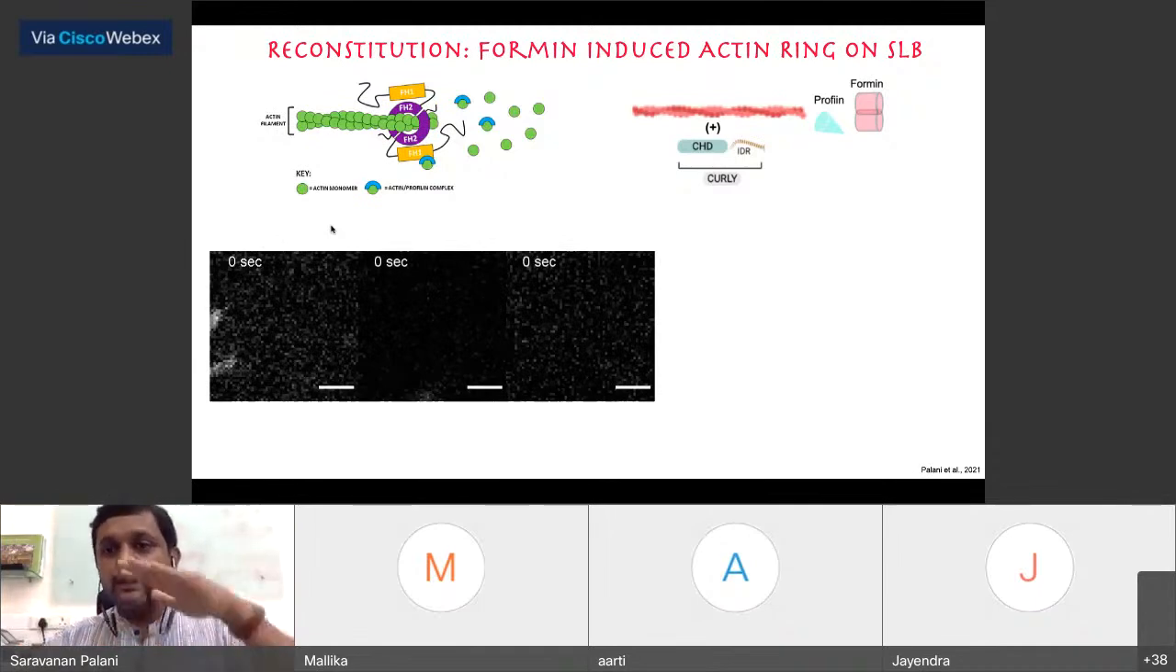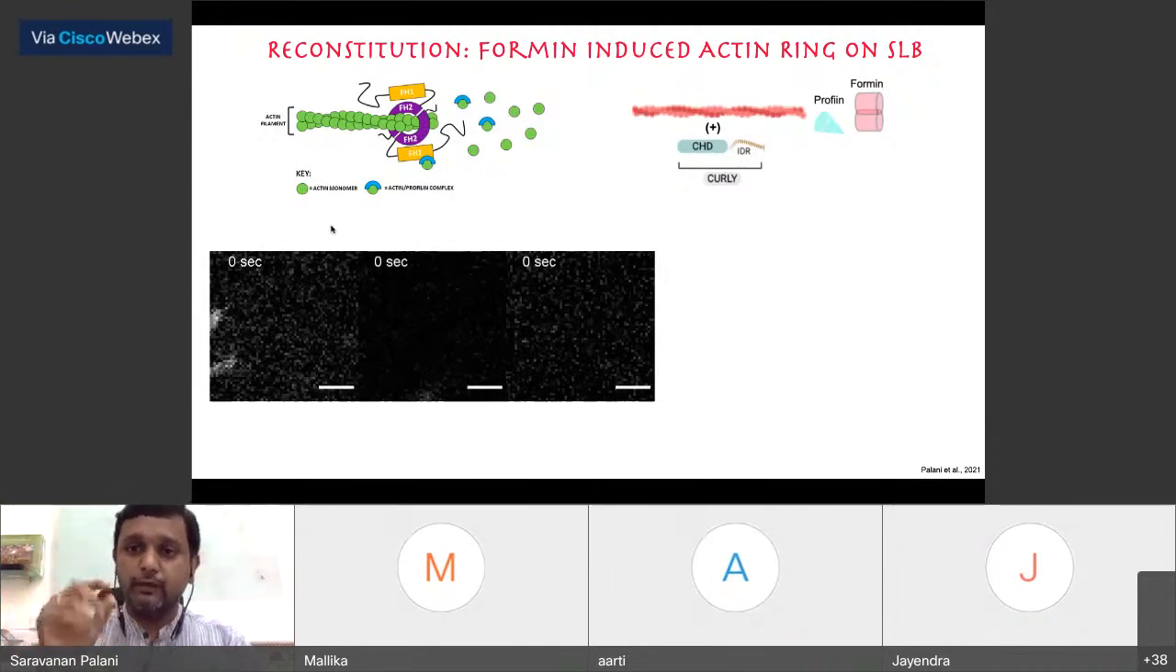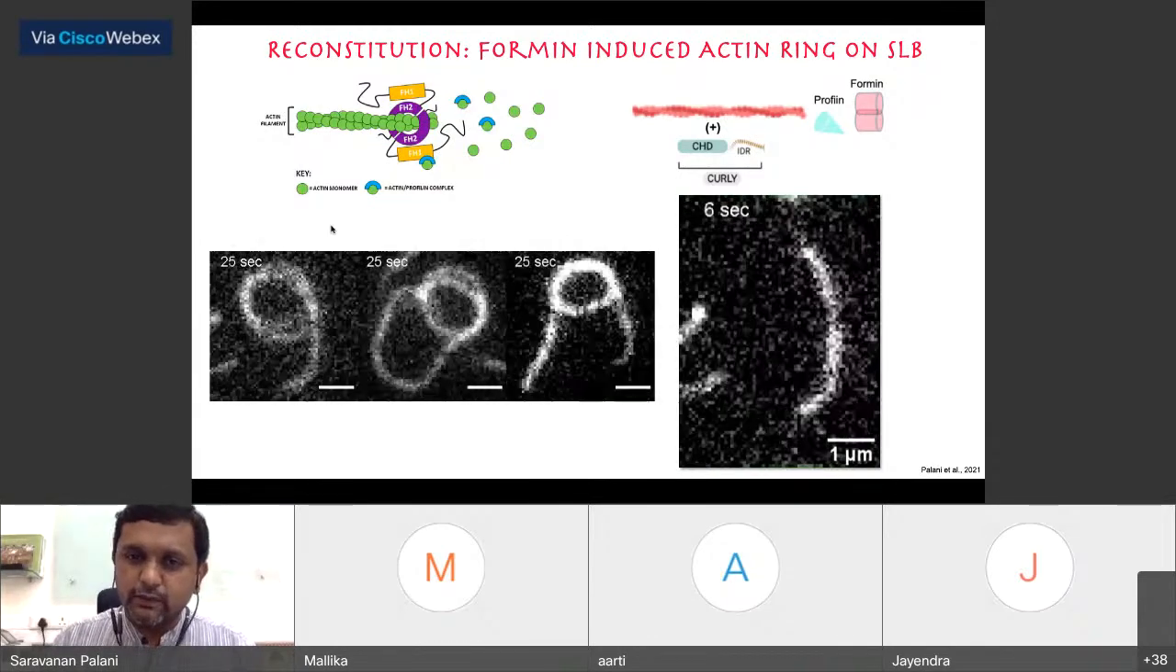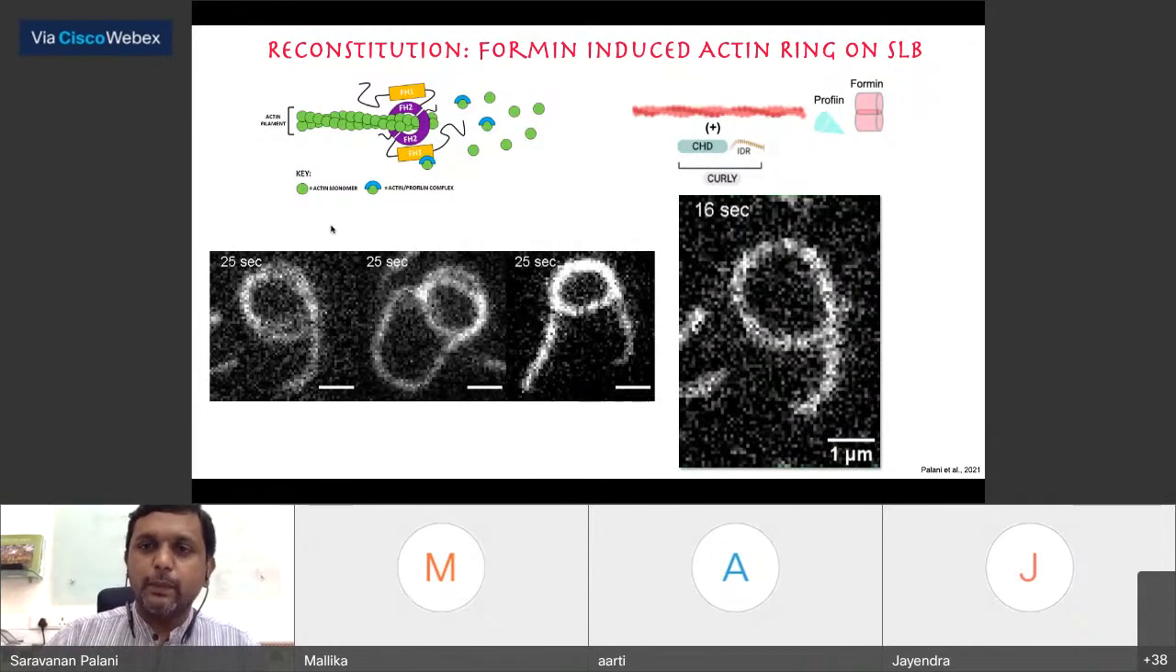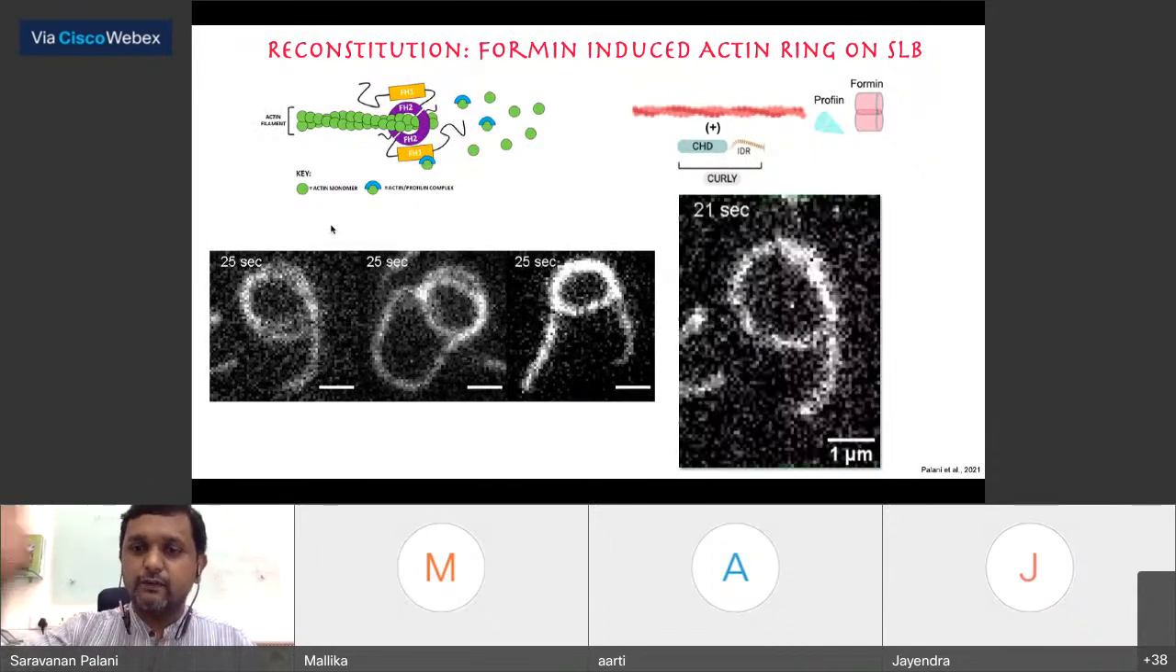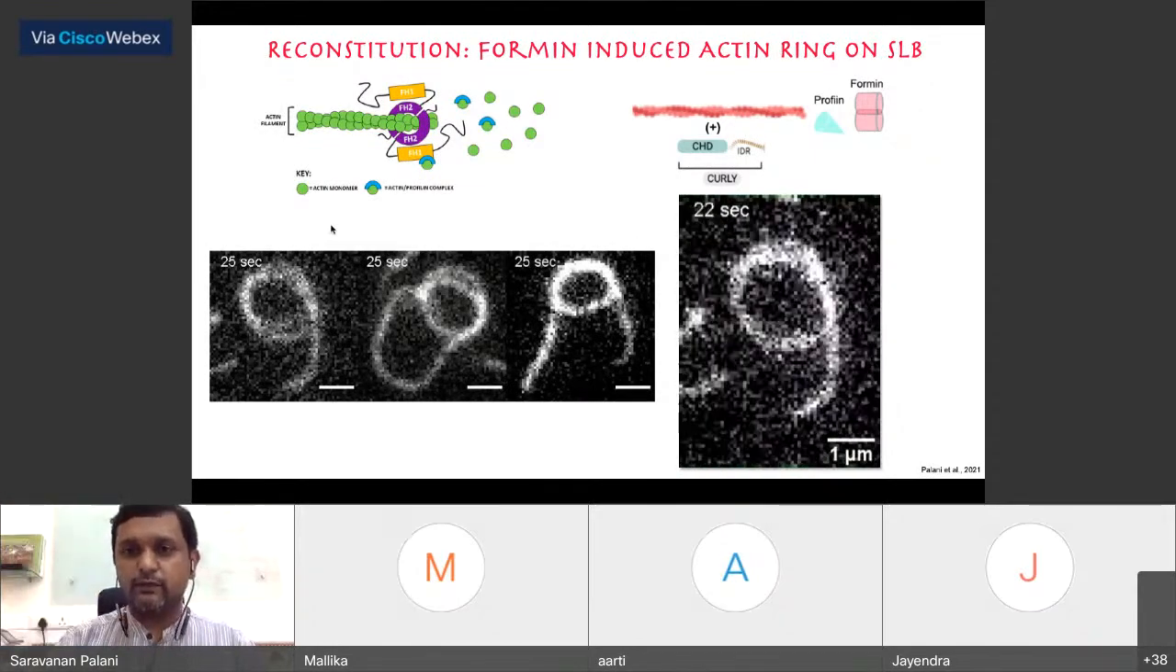So what we did was we tethered the formin this time to the lipid bilayer, and then we threw in G-actin in the presence of a curly domain. We named it curly because it curls the actin filament, the CHT and the unstructured domain part. When you tether and put in the G-actin, as you can see in the beginning of the movie, there is no filament, right? When the actin filament is polymerized by the formin in the presence of a curly domain, it gets curled, and then you can see a nice ring-like structure.